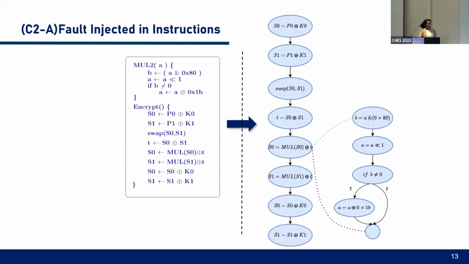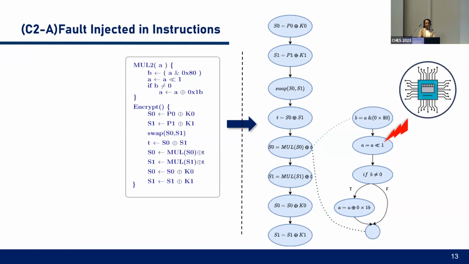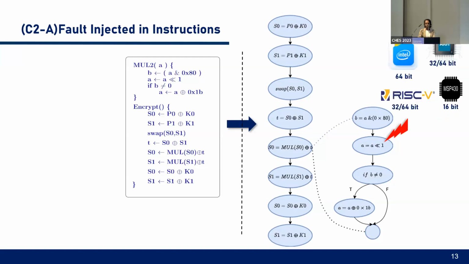For our toy cipher and the graphical representation, suppose we want to inject a fault in the shift operation of this particular instruction. Whether the output of the shift operation is corrupted or not does not just depend on the instruction type. It also depends on the underlying hardware. To analyze how it varies based on the underlying hardware, we have used 6 different architectures from 16-bit to 64-bit. Let's see a quick example considering two architectures from this case.